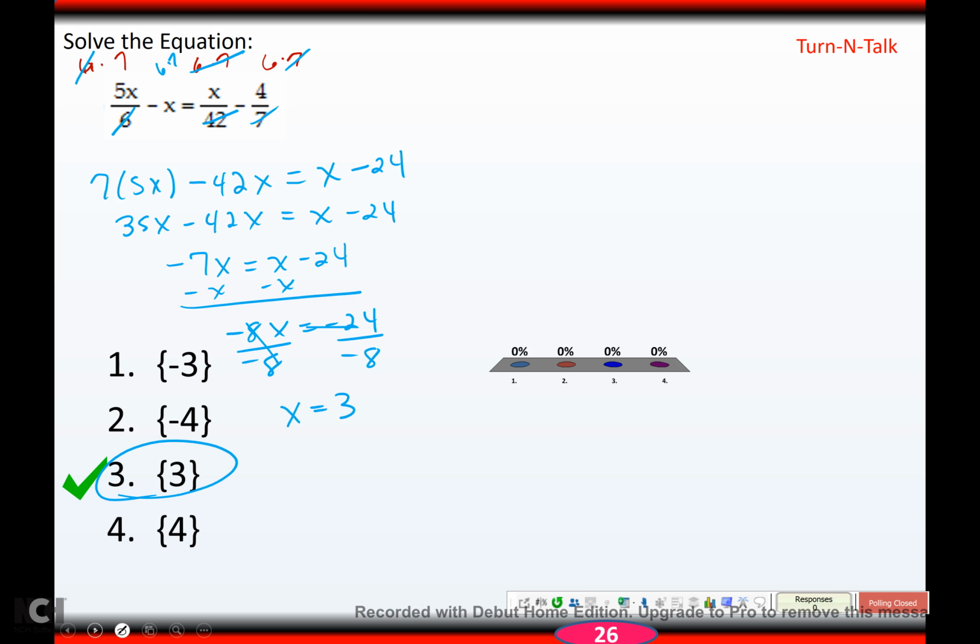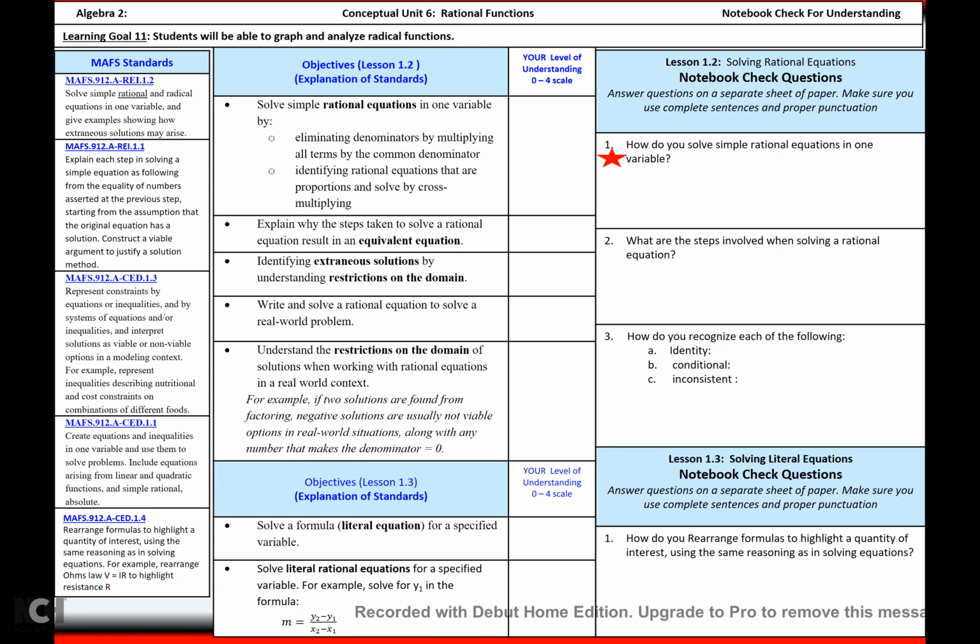Alright, so how do you solve simple rational equations in one variable? We're not simplifying. How do you solve simple rational equations in one variable? Oh, well, you clear your fractions and solve.